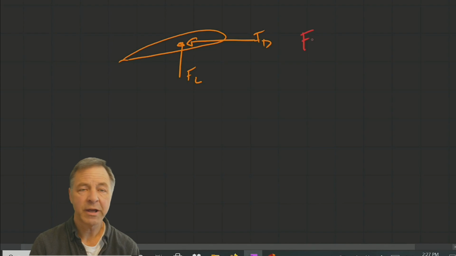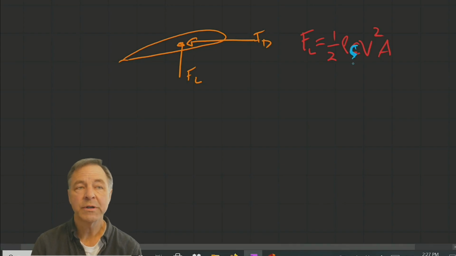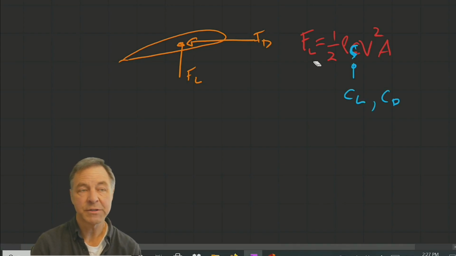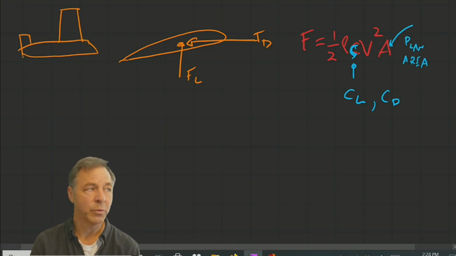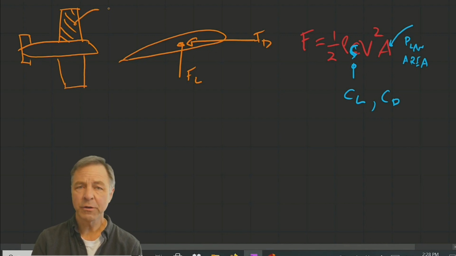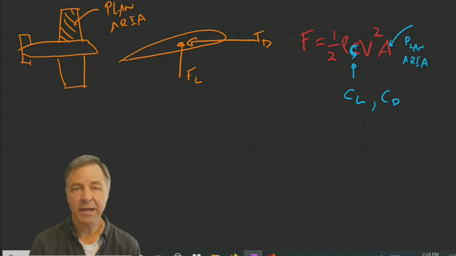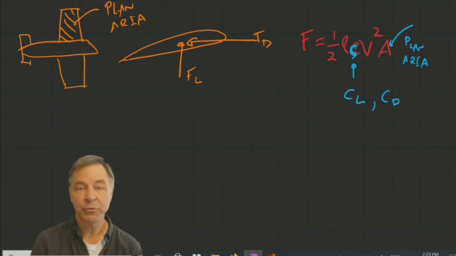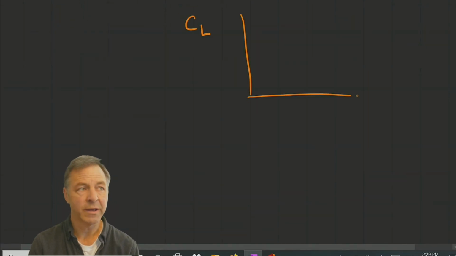We look at the drag force and the lift force, using the basic drag equation, half rho C squared V squared A, where C could be the lift coefficient or the drag coefficient, and A is the plan area of the wing. Plan area is the flat area you see if you look at a wing from above. It's different from a typical drag coefficient where you use the frontal area or the surface area. So keep that in mind. It's the plan area for a wing.